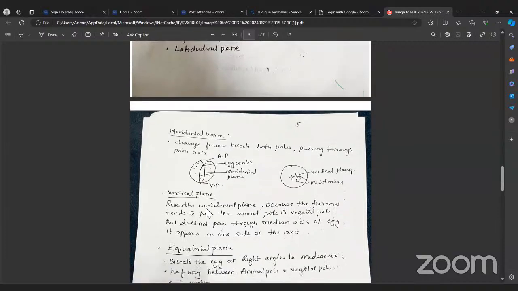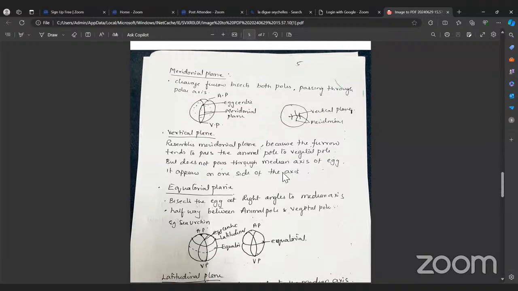So the vertical plane resembles the meridional plane because the furrow tends to pass from the animal pole to the vegetal pole, but does not pass through the median axis. It appears on one side of the axis.